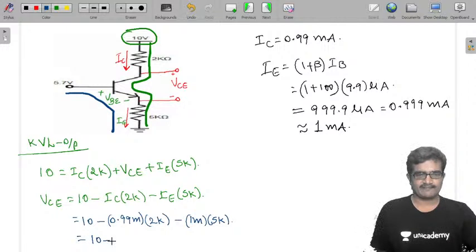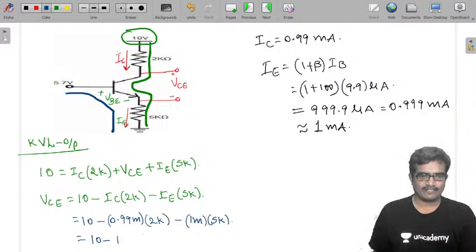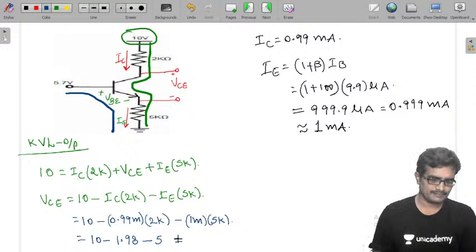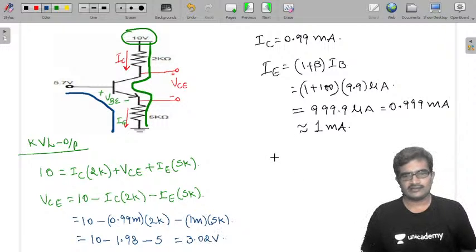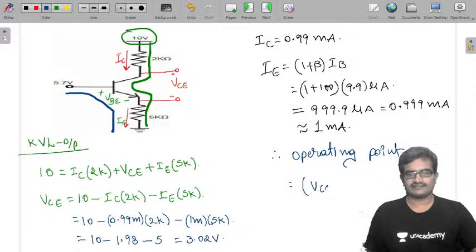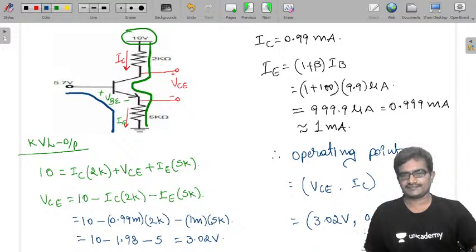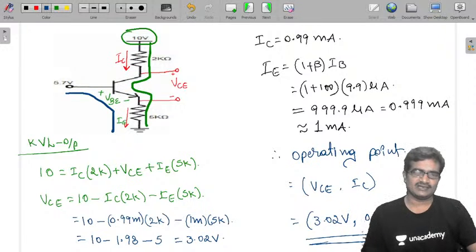So it is 10 minus 2 into 0.99, that is 1.98 volts, minus 1 milli into 5K, which is 5. So now it is 3.02 volts. Therefore the operating point is VCE comma IC, which is 3.02 volts comma IC value 0.99 milliamperes. This is the procedure to calculate which region your transistor is operating in, as well as the operating point of the transistor.